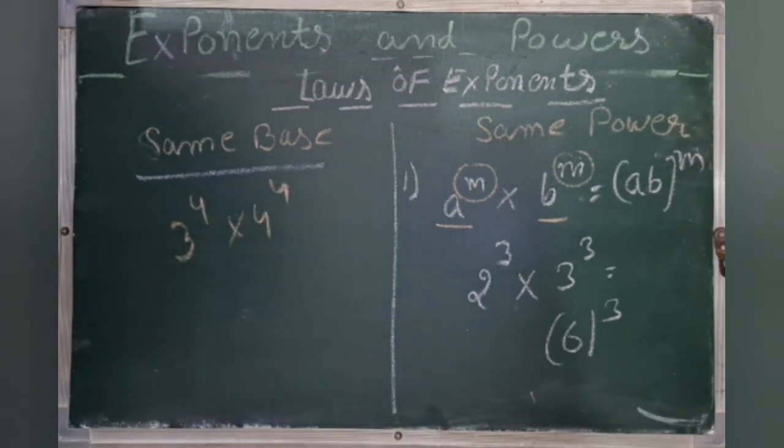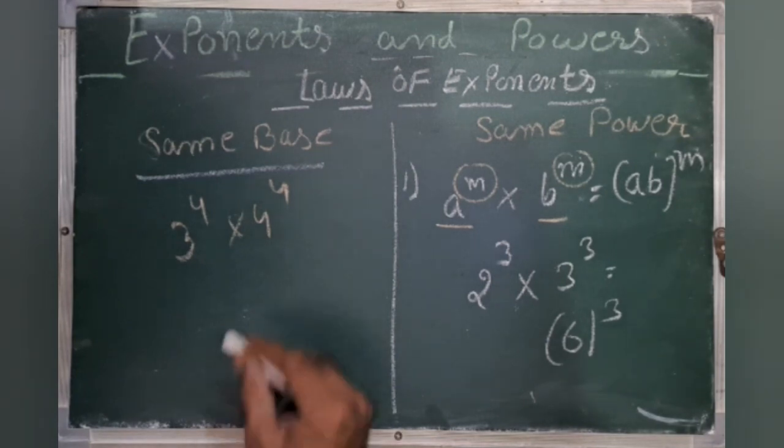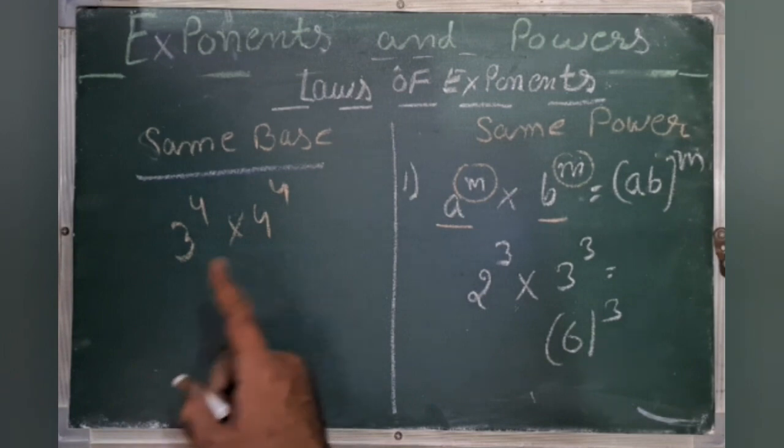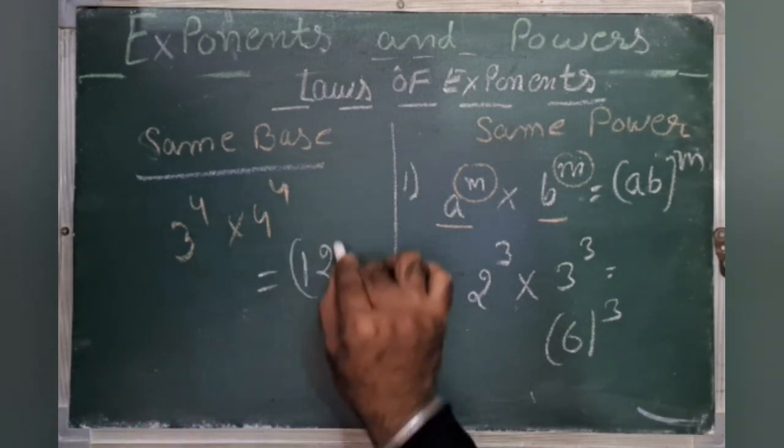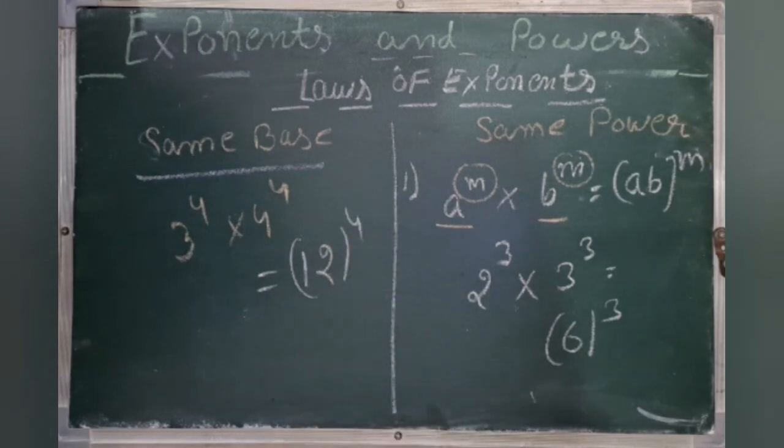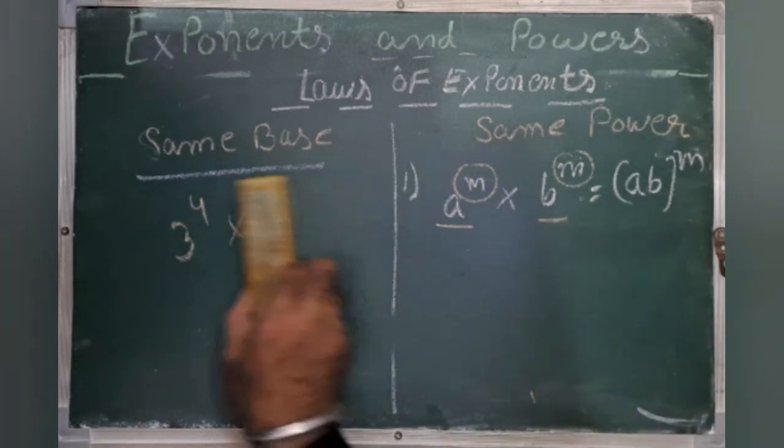One more example for this, like 3 power 4 multiply 4 power 4. So in this case, again, the bases are different and the power is the same. So how can we write this? We multiply the bases. 3 4s are 12 and the power is 4. Right? Now, next one.